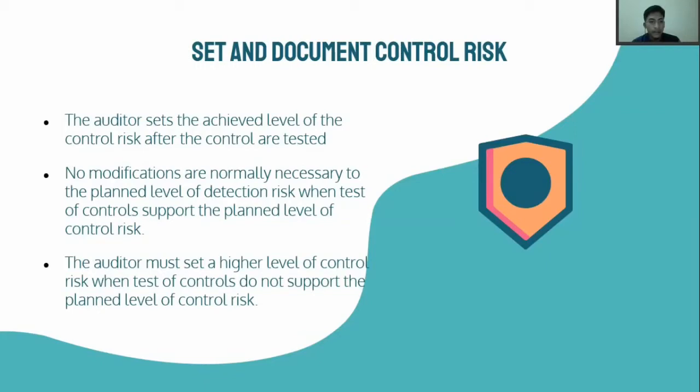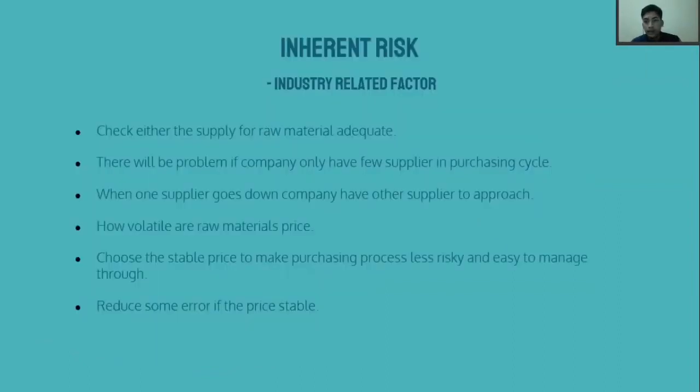So the auditor sets the achieved level of control risk after the controls are tested, and no modifications are normally necessary to the planned level of detection risk when tests of controls support the planned level of control risk. So the auditor must set a higher level of control risk when tests of controls do not support the planned level of control risk.